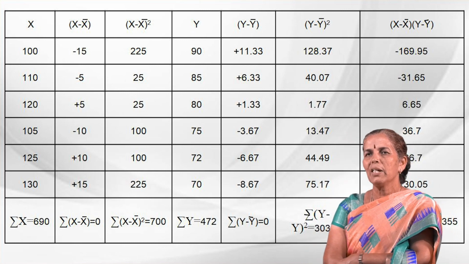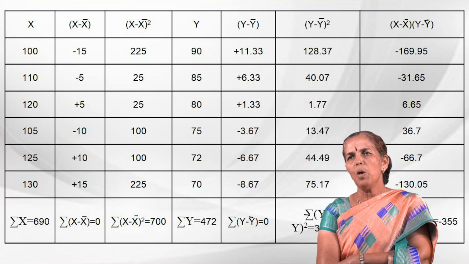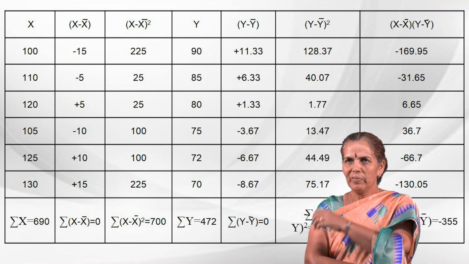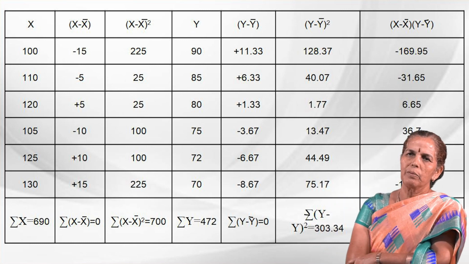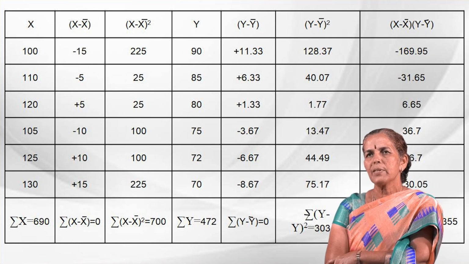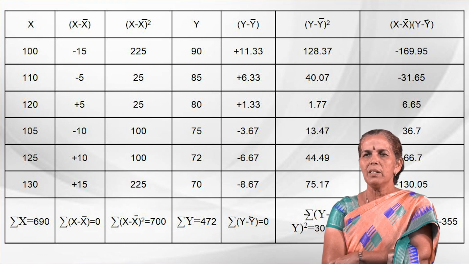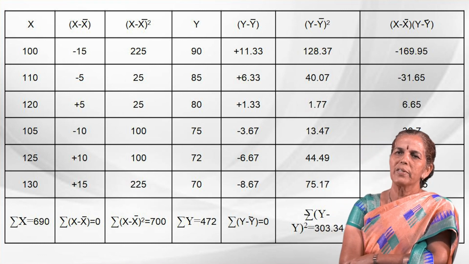Next, similarly we have to do the calculation for y also. First of all, find the y bar value. After finding y bar, we have to take the deviation of each y from y bar. So we got 11.33, 6.33, 1.33, 3.67, 6.67, 8.67.